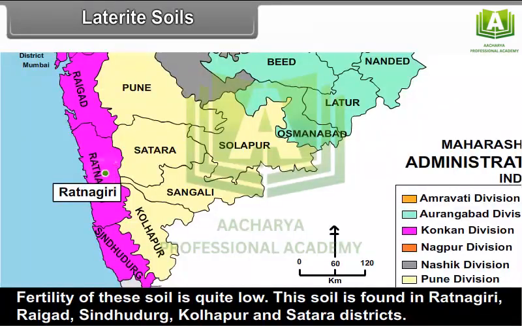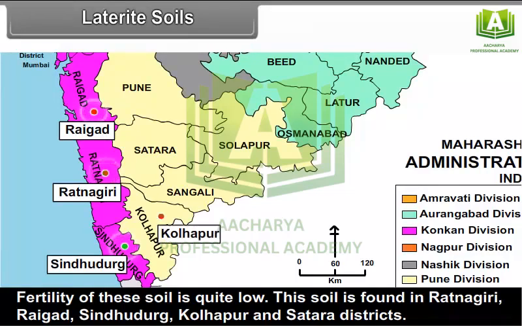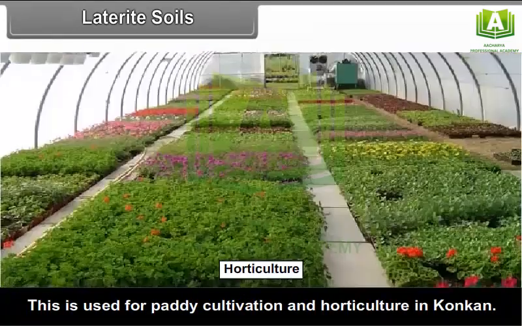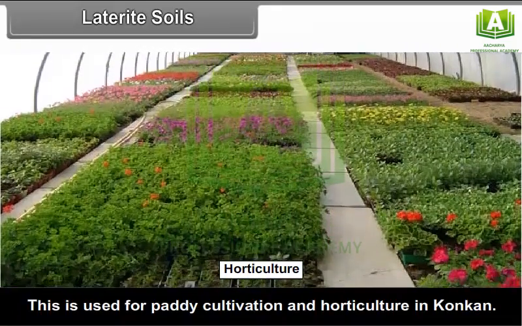This soil is found in Ratnagiri, Raigad, Sindhudurg, Kolhapur and Satara districts. This soil is used for paddy cultivation and horticulture in Konkan.